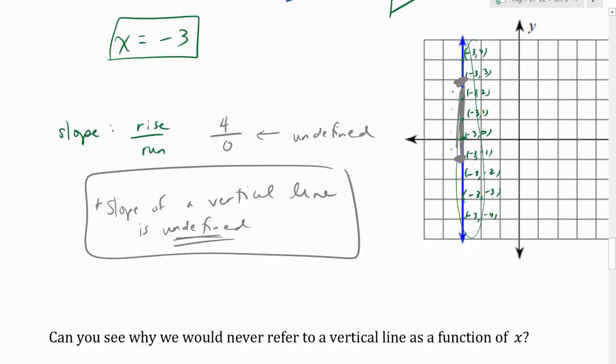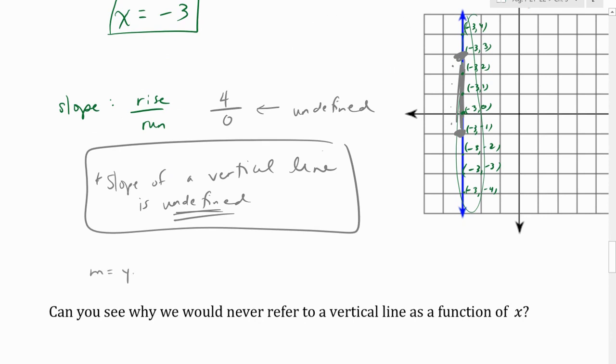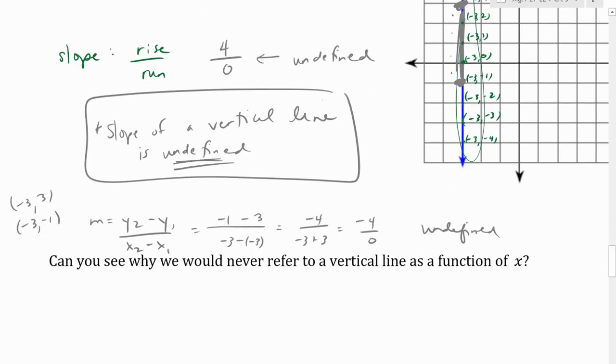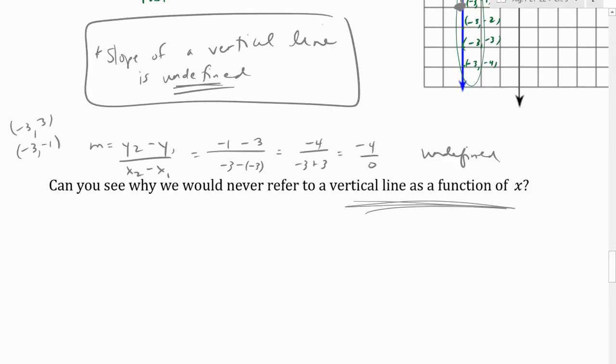That's big. And if I were to do the slope formula using those 2 points I just picked, or any 2 points on the line, it wouldn't matter. I picked (-3, 3) and (-3, -1). So second y minus the first y, second x minus the first x. You get -4 over 0, which is undefined. You can't divide by 0. Okay, so can you see why we never refer to a vertical line as a function of x? Yeah, because for every input, I do not get one and only one output. I get infinitely many outputs.